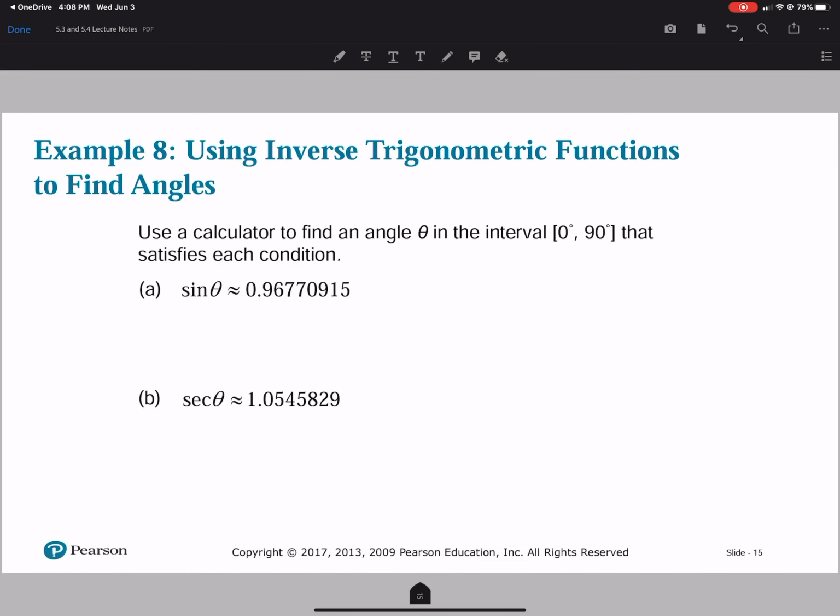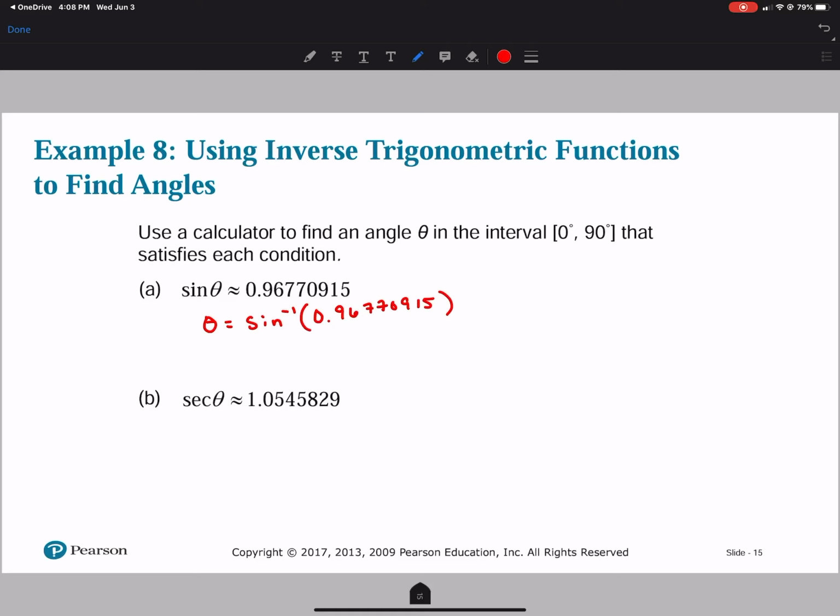So let's look. Now with these, it says use a calculator to find an angle in the interval from 0 to 90 that satisfies the conditions. Now, all you got to do is do the sine inverse. So here, we're looking at theta is equal to the sine inverse. So using your calculator, second sine of 0.96709.